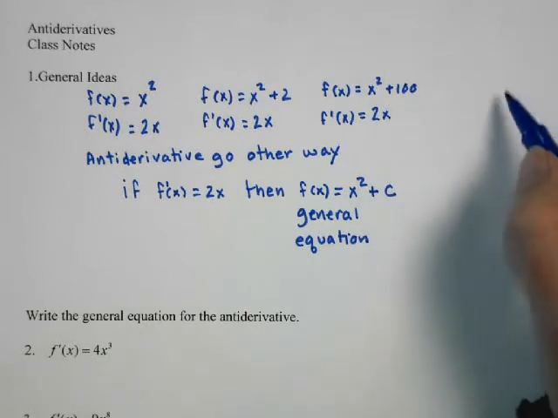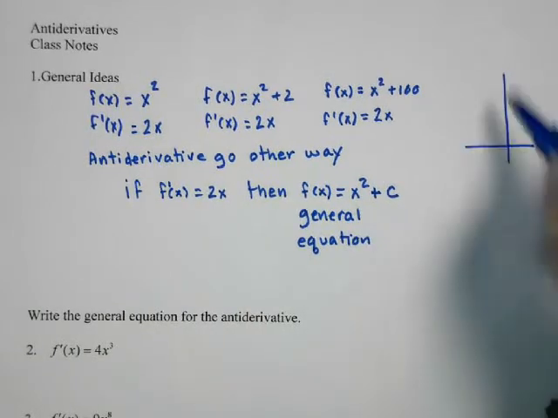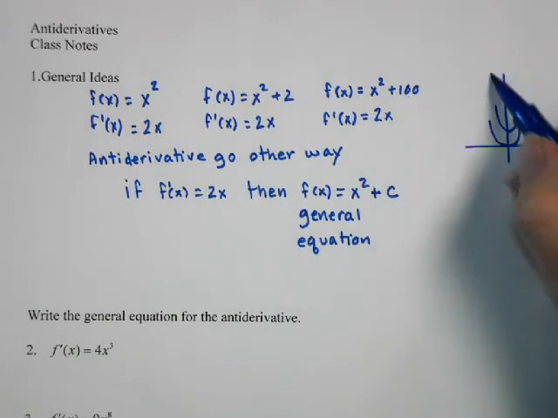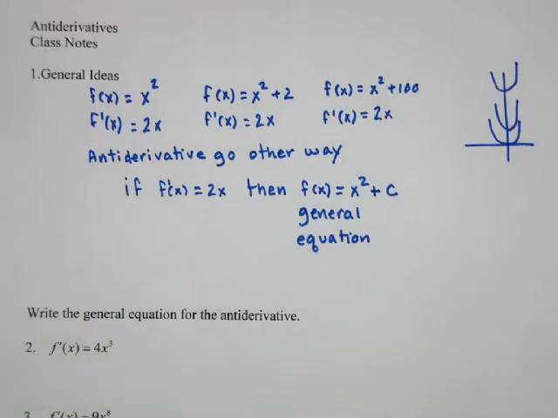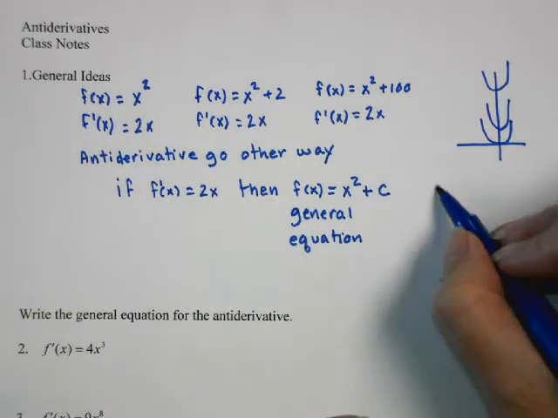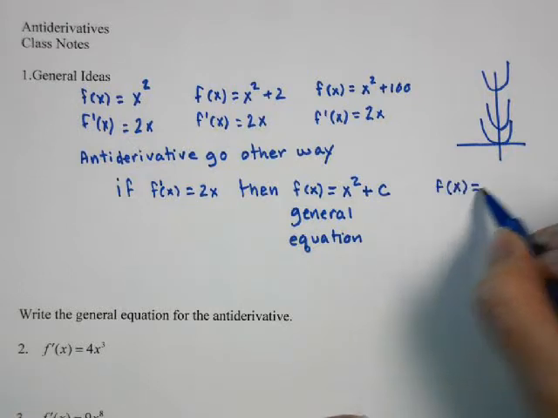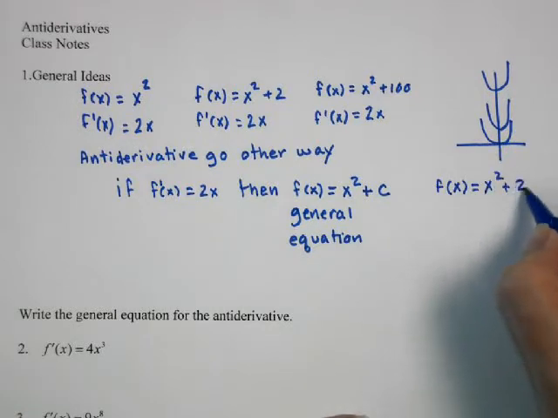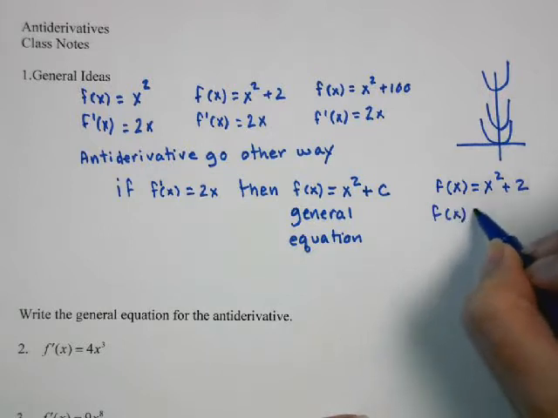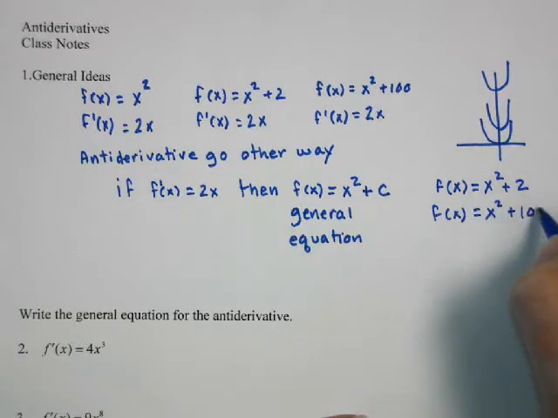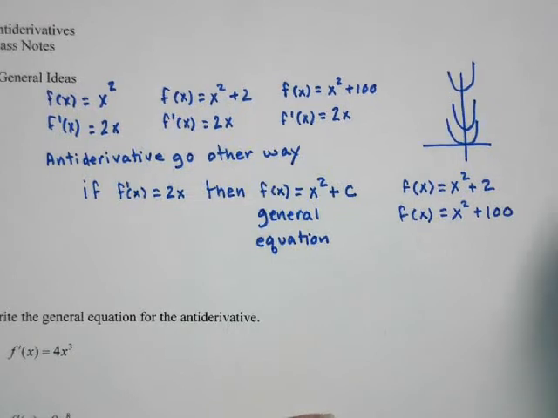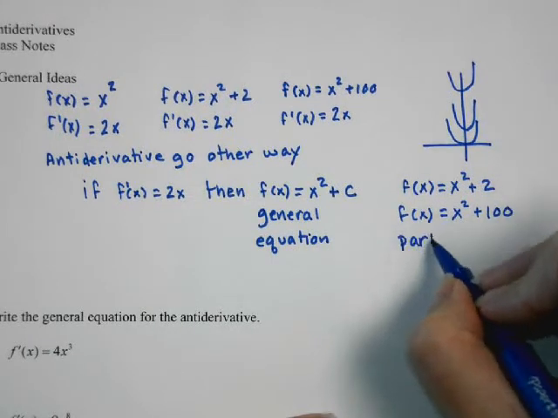Okay. If you think about the graphs, if I have x squared, it looks like that. X squared plus 2 is just going to be moved up 2. Plus 100 is going to be up here. So the slopes of all of those graphs are the same. The constant doesn't affect the slope at any point. It just affects the location. Say f of x was x squared plus 2, or f of x was x squared plus 100. These are called the particular equations.